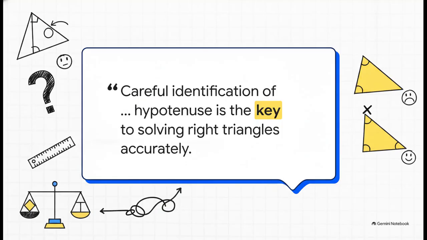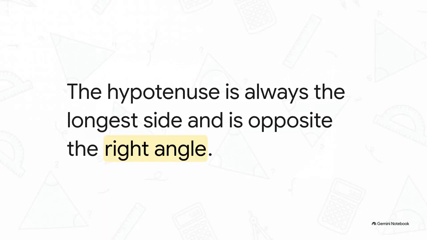Now, even with the best tools, there's a massive trap out there that you absolutely need to avoid. Careful identification of the hypotenuse is the absolute key to setting up your equations accurately. Seriously, if you accidentally plug a leg value into the hypotenuse spot in your equation, your final answer is going to be completely wrong, no matter how strong your algebra skills are. Just always remember, the hypotenuse, which we label as c, has 2 non-negotiable features. It's always the longest side, and it's always located directly across from the 90-degree right angle.